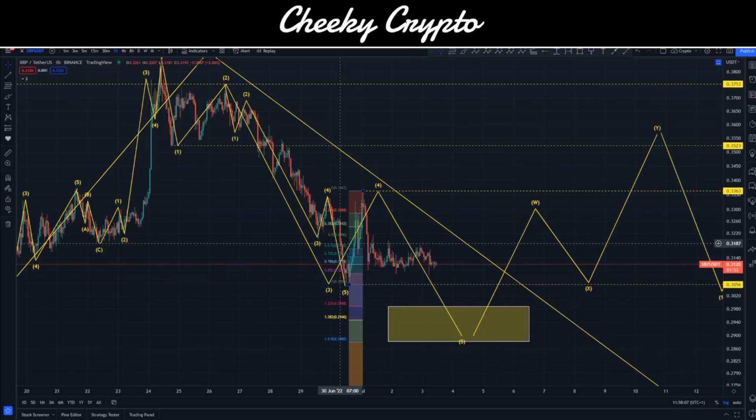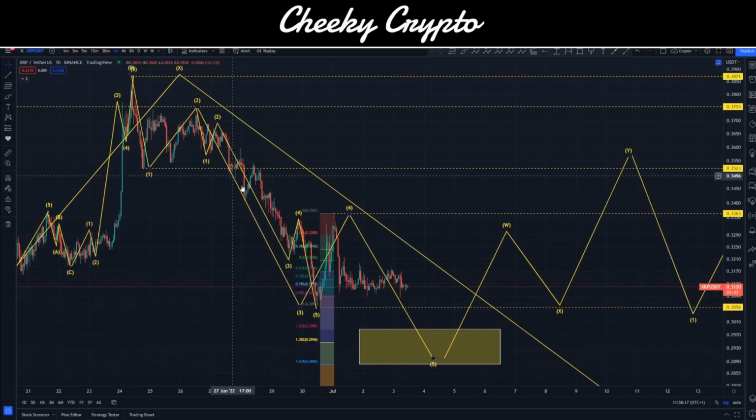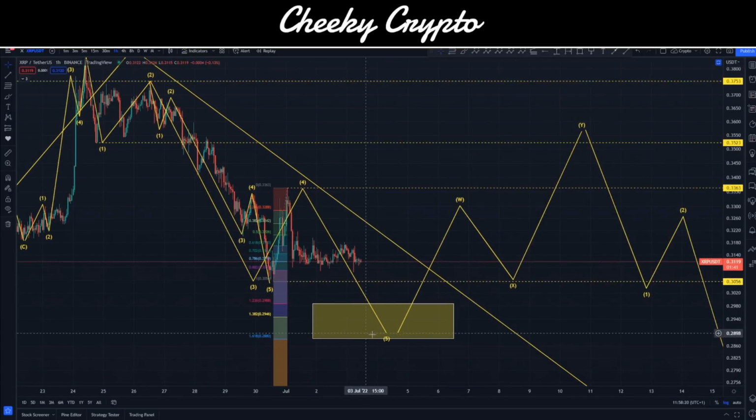Okay, guys, let's waste no more time though. Let's talk now about XRP, paired up with USDT on the hourly chart, and Binance is the data source. Now, on this particular chart, we can see that we're looking to complete a 5th wave low, and then we're looking for a significant bounce.